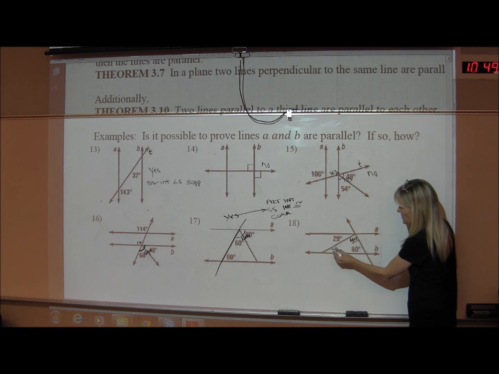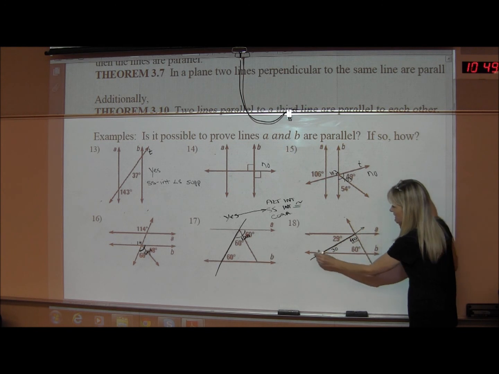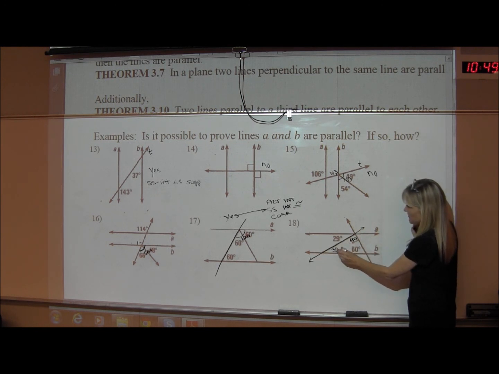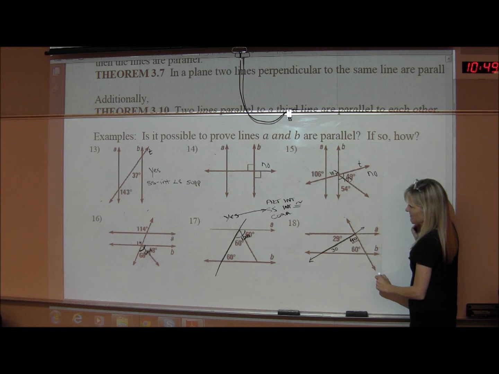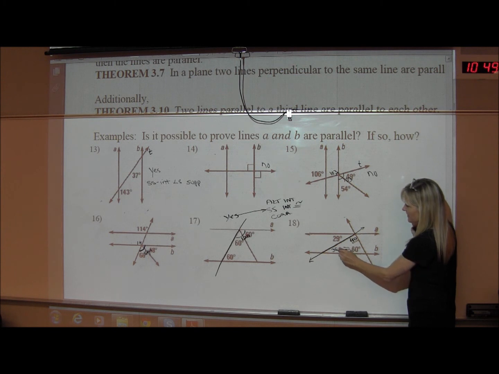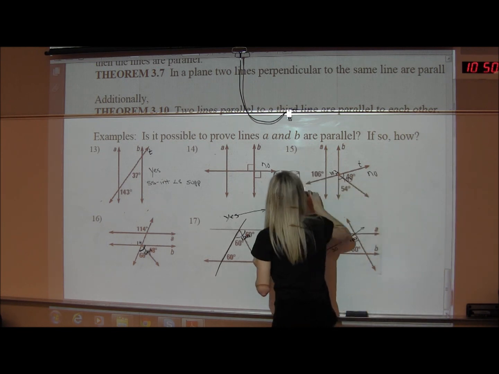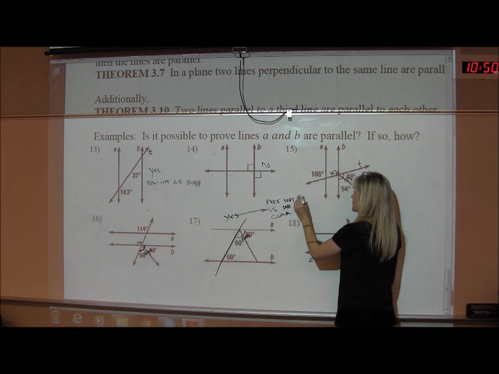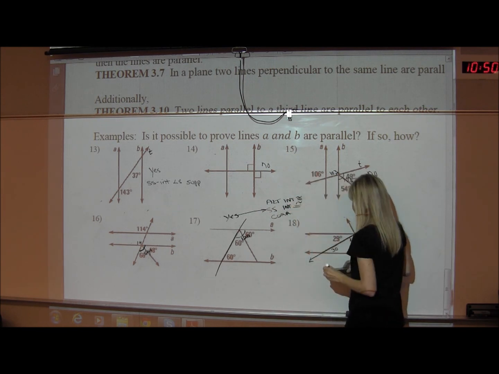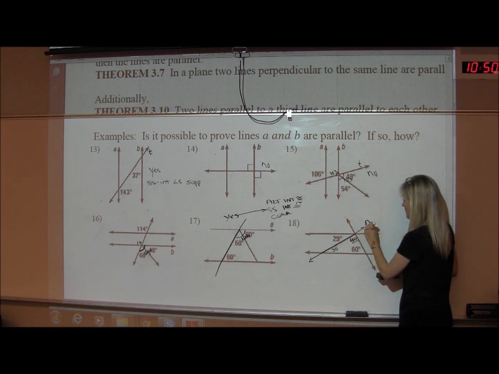So what are these? If this is your transversal, because it doesn't have to be the one with the arrows on it, these are what? They're both on the interior. What kind of interior angles are they? Are they on the same side of the transversal, or are they on opposite sides? Opposite, so they're alternate interior. And alternate interior angles have to be congruent. And they're not, right? So no, we can't prove those.